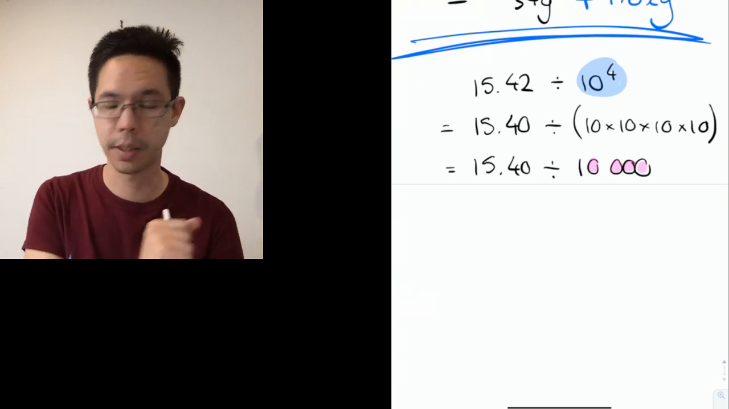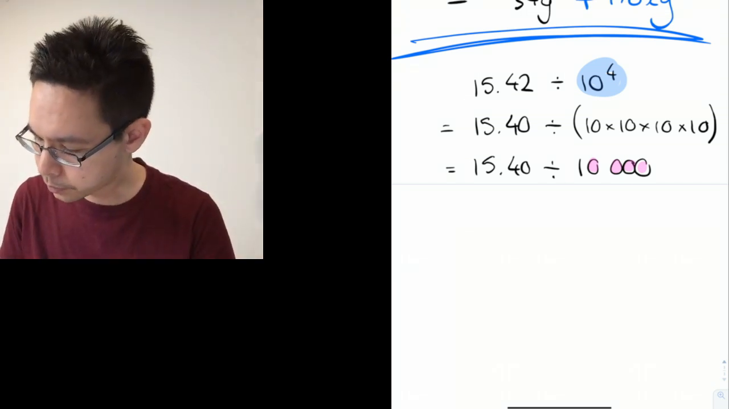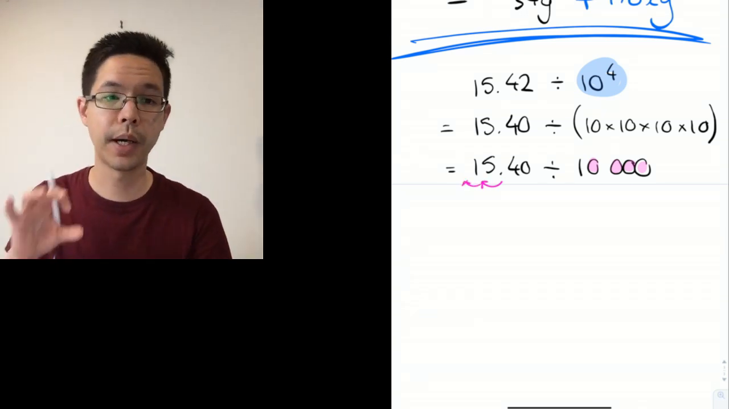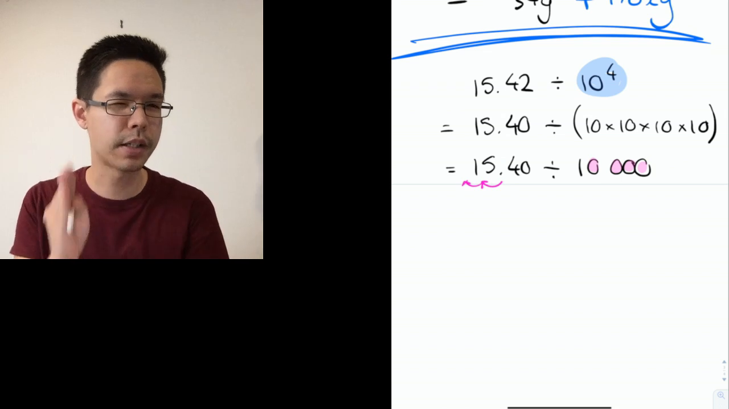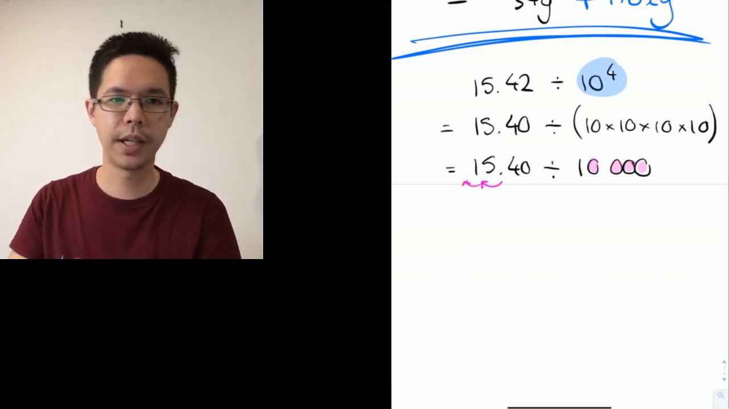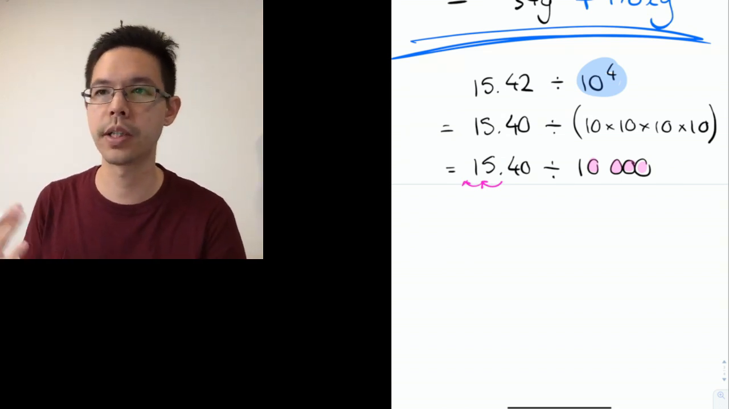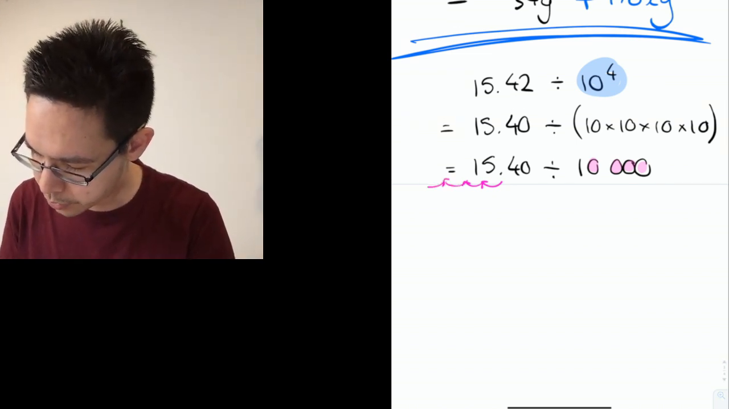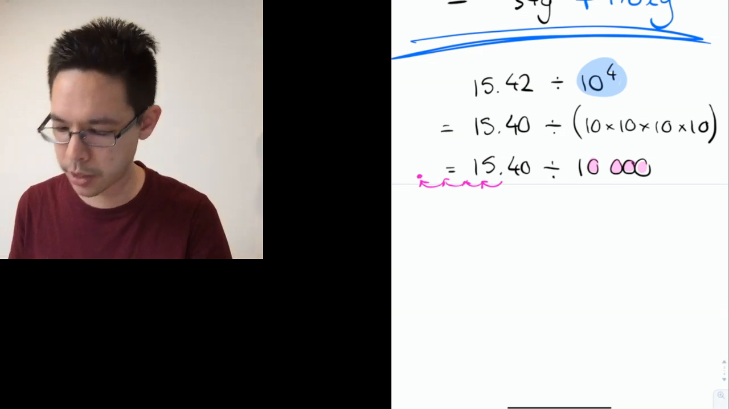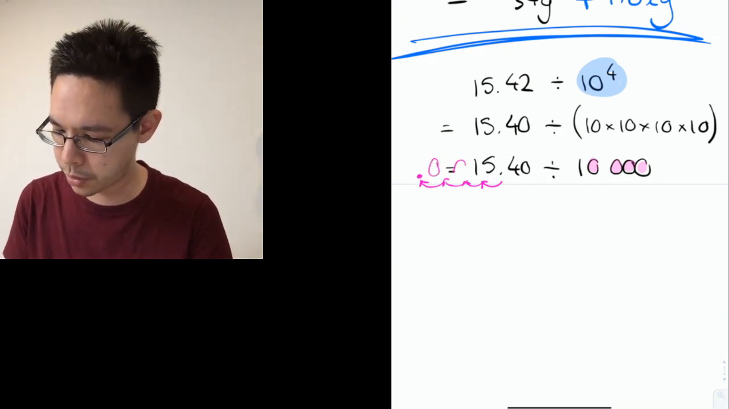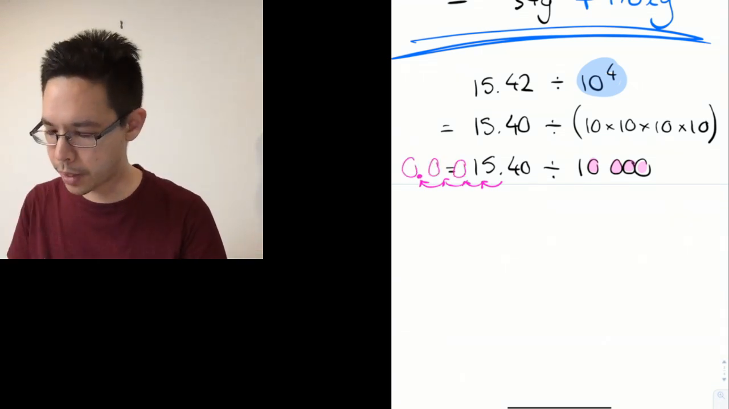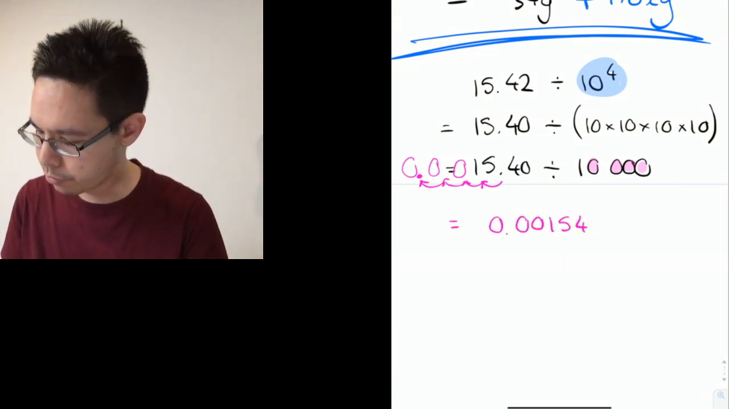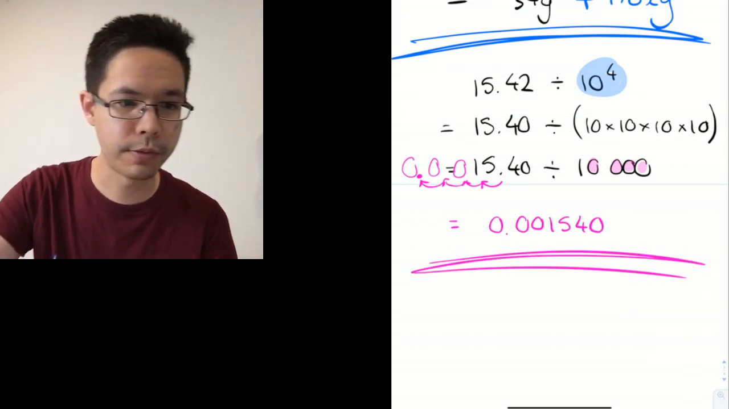I need to push it 4 times. So I'm going to push it this direction, because when I do so, my answer is going to get smaller and smaller, which makes sense. I'm taking a number and dividing it by a bajillion, so I should get a really small result. So I move that twice, 3 times, 4 times, so my decimal point should end up being there. I'm going to put some placeholder zeros. So my result should be 0.001540. Hope that helps, Sophia.